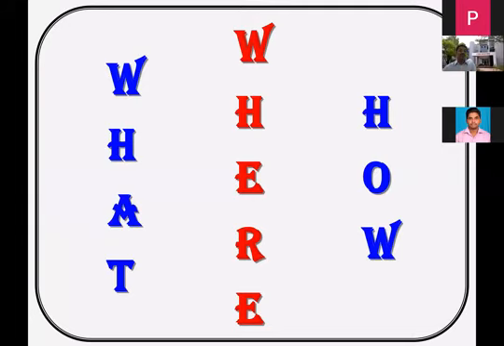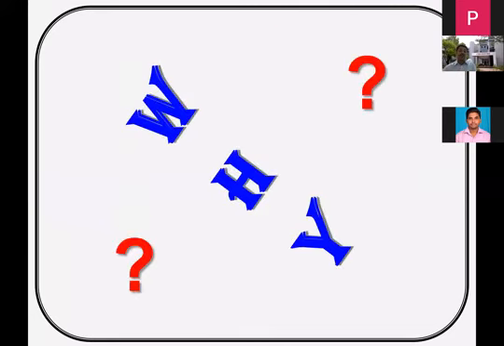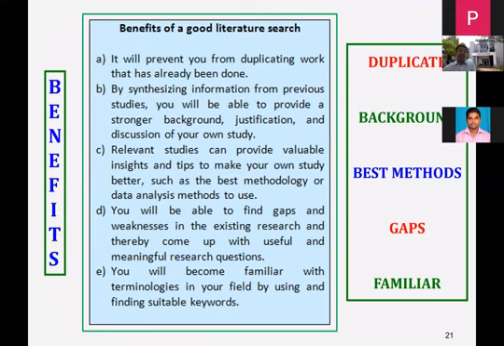So the questions that come to mind are: what to search, where to search, and how to search. Before answering these three questions, let us ask question number 0: why to search? The answer is very straightforward. You need to understand the best methods. You need to understand the gaps. You need to understand the background of the subject. You should feel comfortable and familiar with the subject, and you should not repeat what is already done. That's the reason you need to do a thorough literature search.